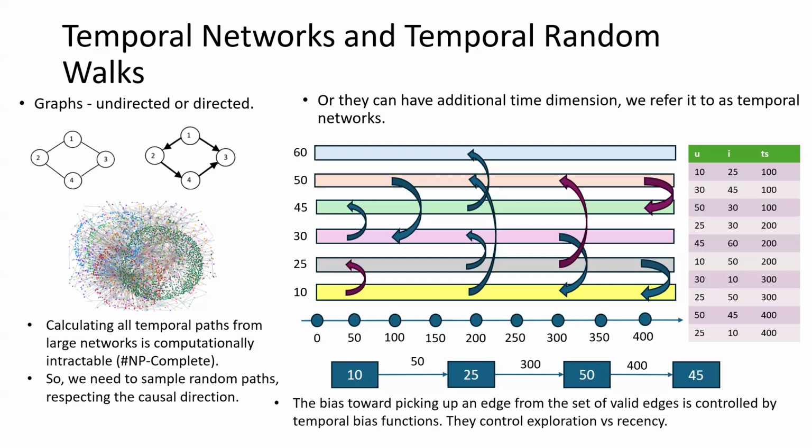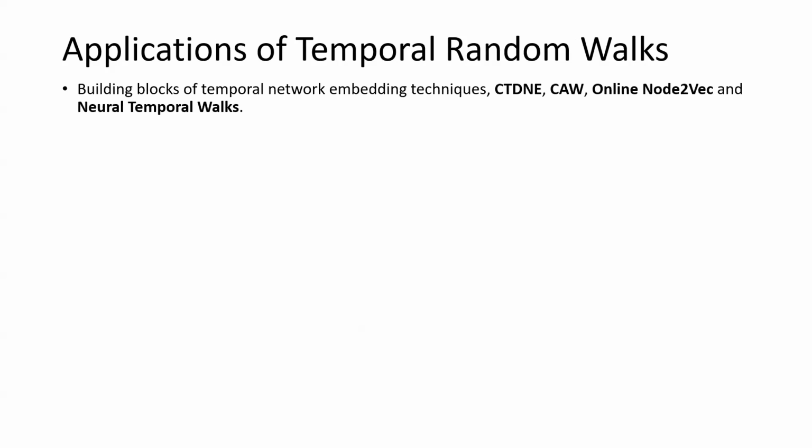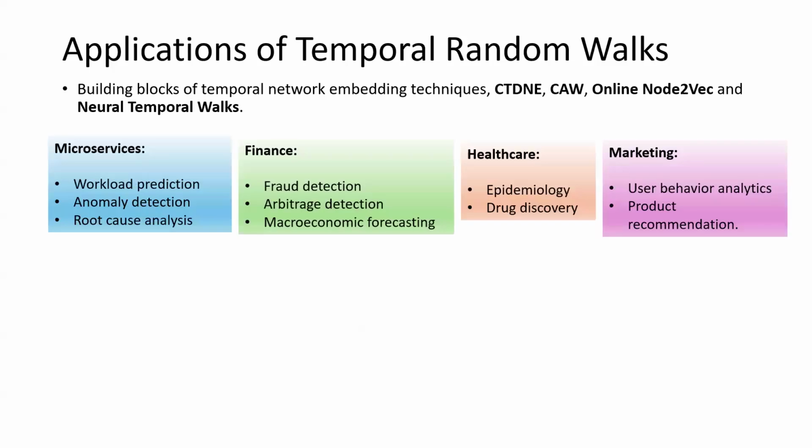The bias toward picking an edge while multiple valid edges exist is controlled by temporal bias functions. These functions control exploration versus recency. There are multiple ones, like exponential, linear, and uniform. Now, what are the applications of temporal random walks? They are the fundamental building blocks of various network embedding techniques like CTDNE, causal anonymous walks, or neural temporal walks. They are very useful in downstream applications across domains, from anomaly detection in microservices to epidemiology in healthcare.